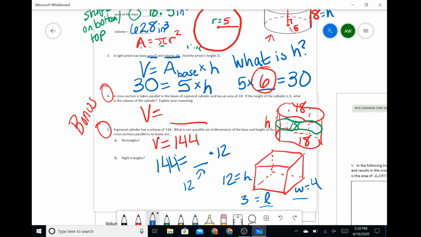Okay, so basically what it's asking you to do is figure out what numbers you could use to make this volume 144. So we actually just did the rectangle one, right? If we do length is 3, width is 4, and I'm going to erase this, and height is 12, that works, okay? So if this was a right triangle instead, what would you do? You can think about the second part on your own since we did the first part together.